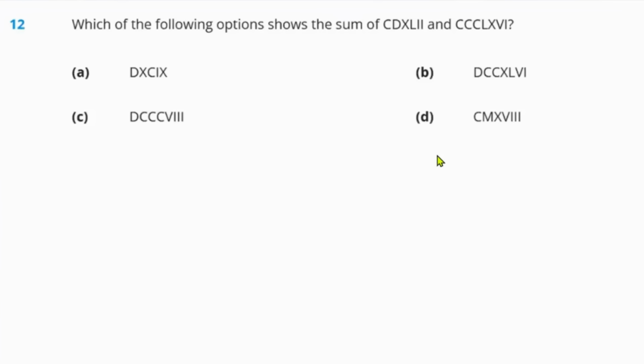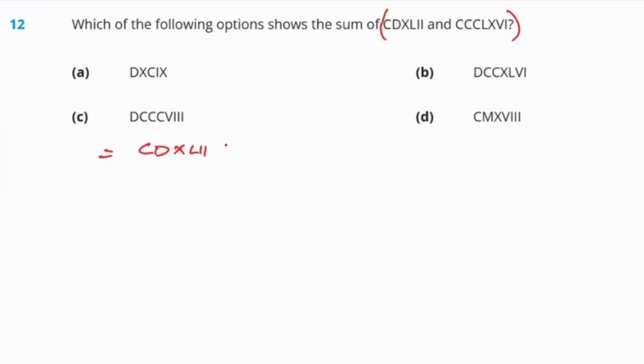Next, which of the following options shows the sum of the Roman numerals CDXLII and CCCLXVI? So we have to find out all the numbers, and which is the correct option which shows the sum of these two Roman numerals. First we will find out CDXLII. What is the value of this?